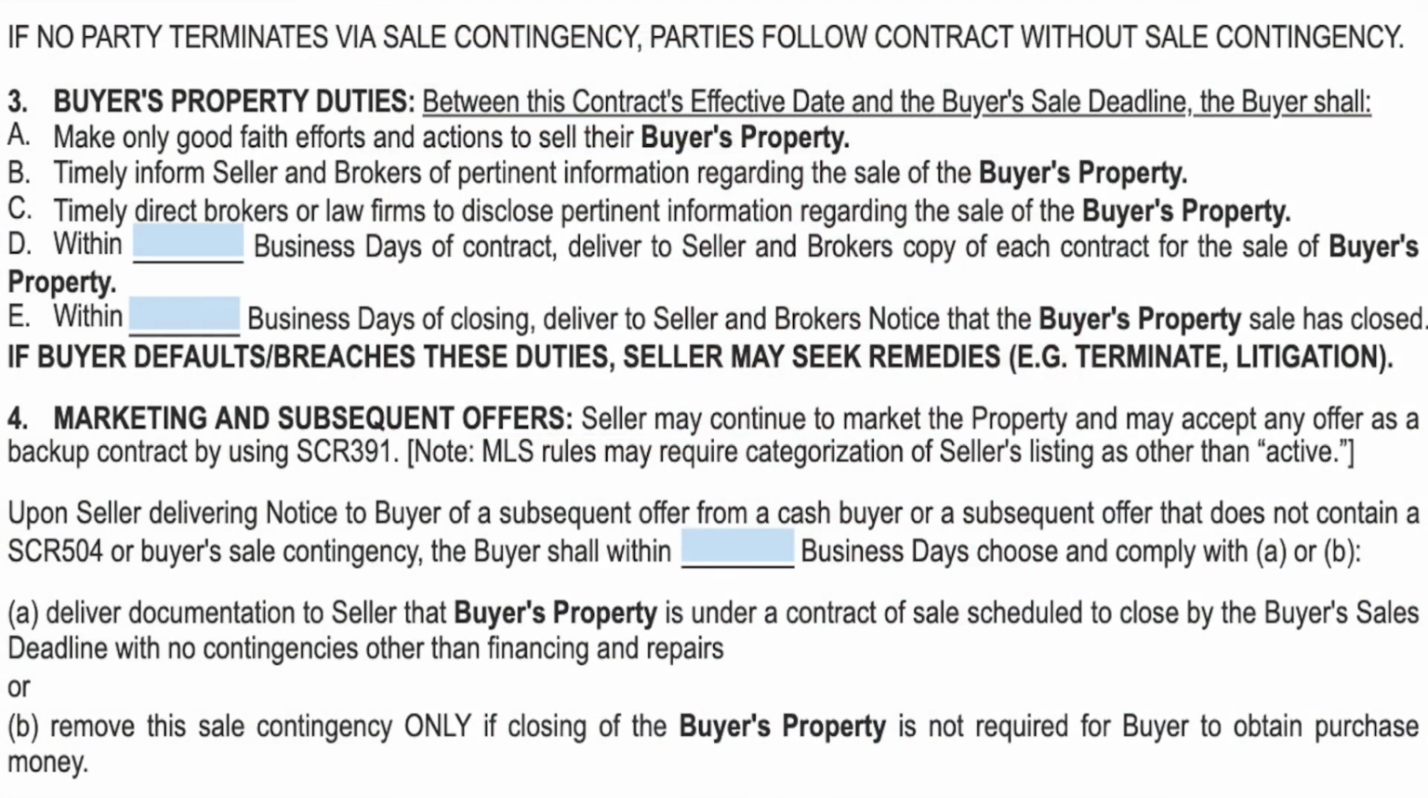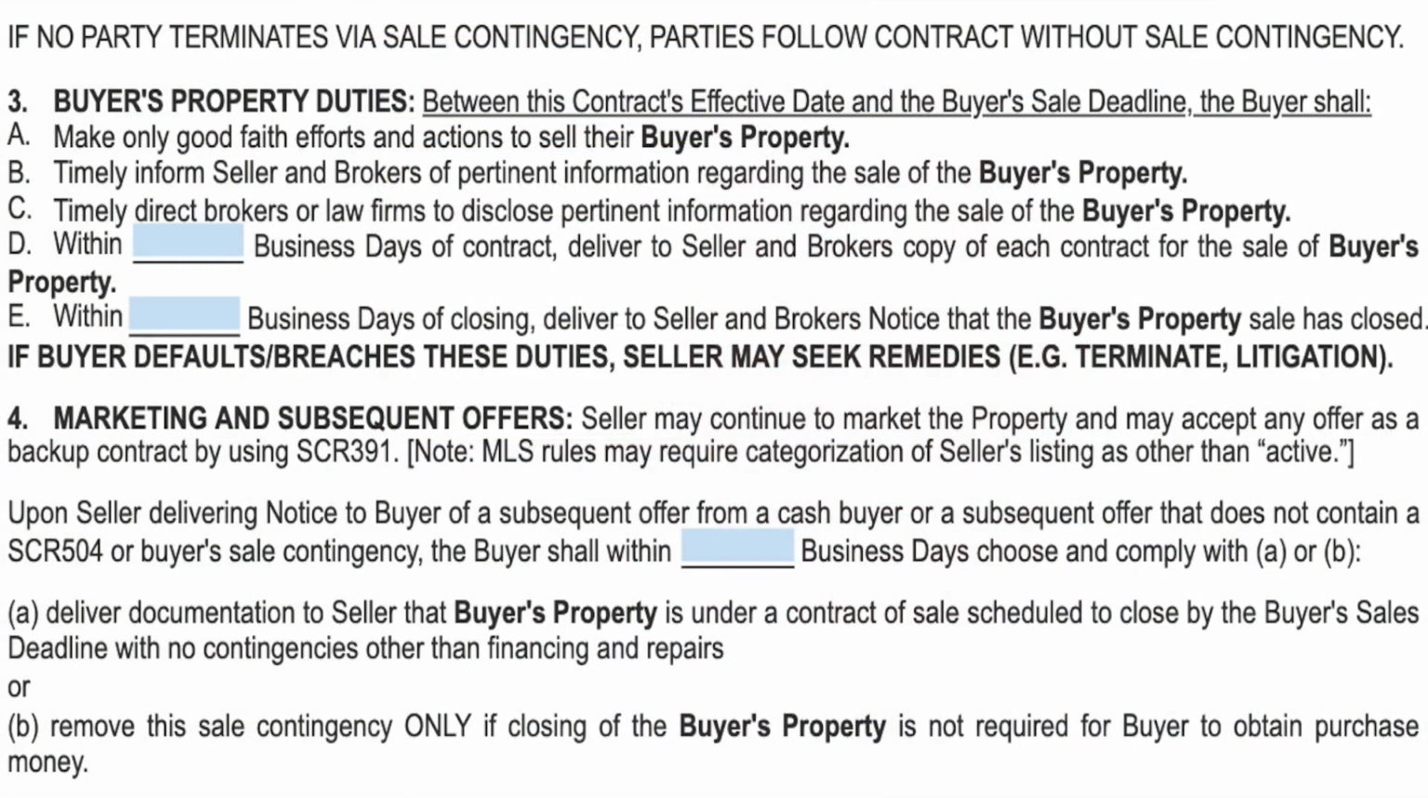So between this contract's effective date and the buyer's sell deadline, talking about the contract on the new property, and the buyer's sell deadline for the buyer to sell their old property, okay, the buyer shall, A, make only good faith efforts and actions to sell their buyer's property. Well, that's pretty well a given. I mean, most of the time when a buyer puts their property on the market, they list it with another agent, more than likely they're going to be putting their good faith efforts to sell that property and to get it done, to get it to closing. That's pretty well a given, but it's in black and white.